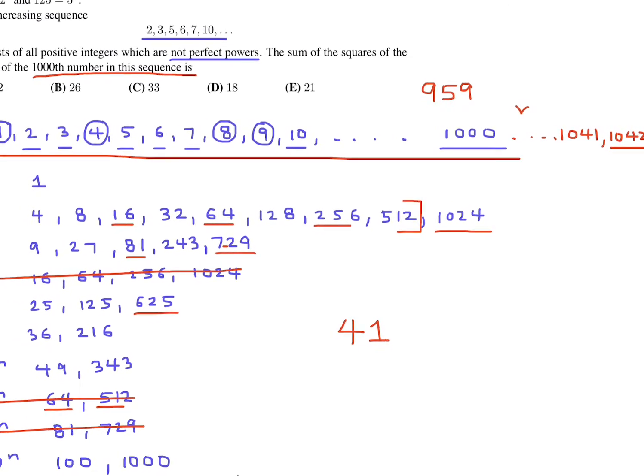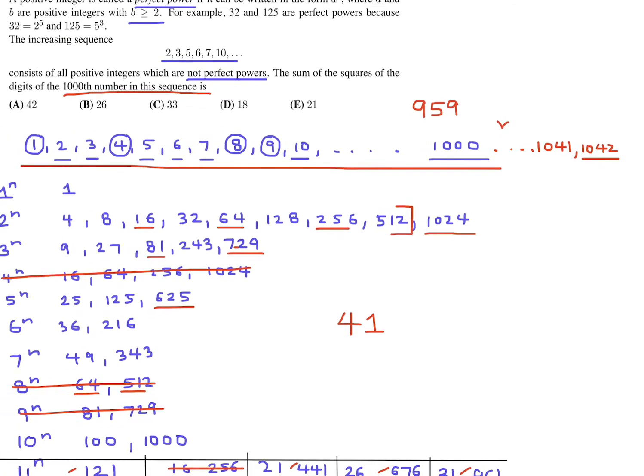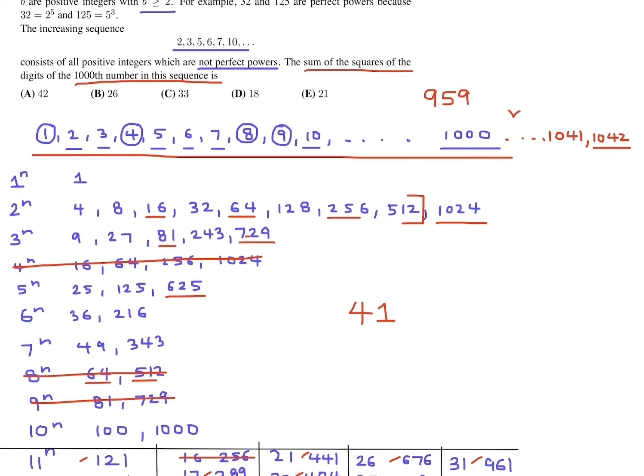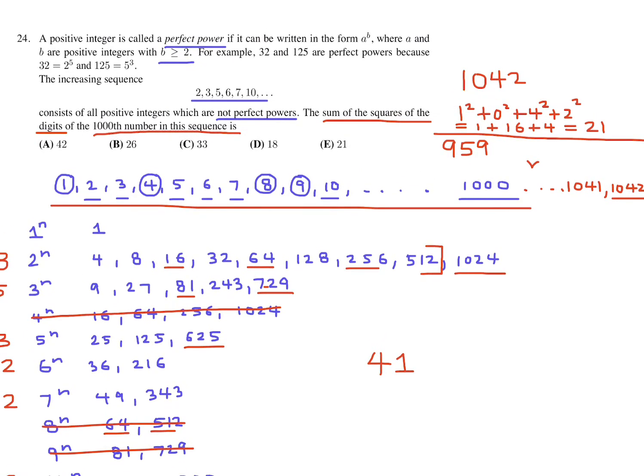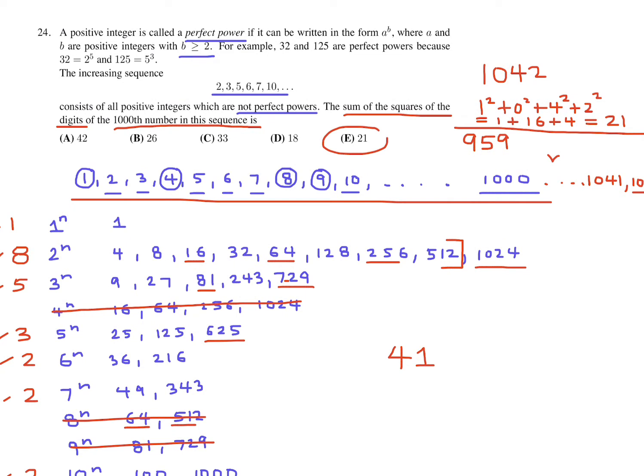1042. Now they want you to figure out, what do they want you to figure out? The sum of the squares of the digits. Okay? Our number is 1042. The sum of the squares of the digits. That would be 1 squared plus 0 squared plus 4 squared plus 2 squared. And that is 1 plus 16 plus 4, and that's 21. And therefore, the answer to number 24 is 21, and that would be choice E.